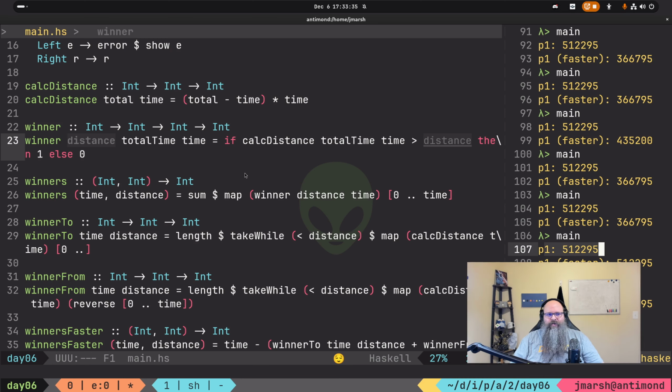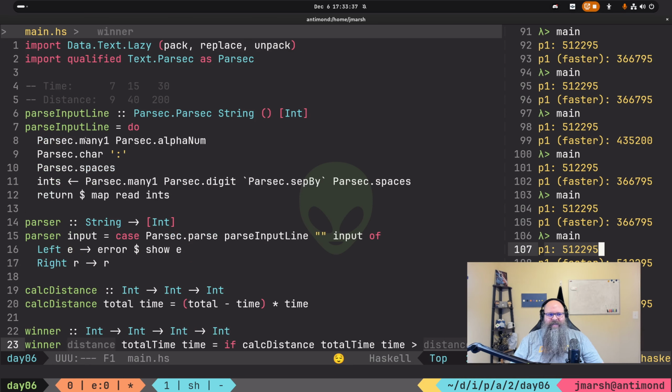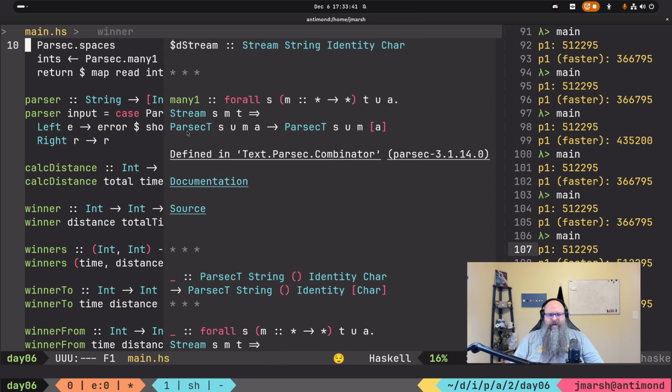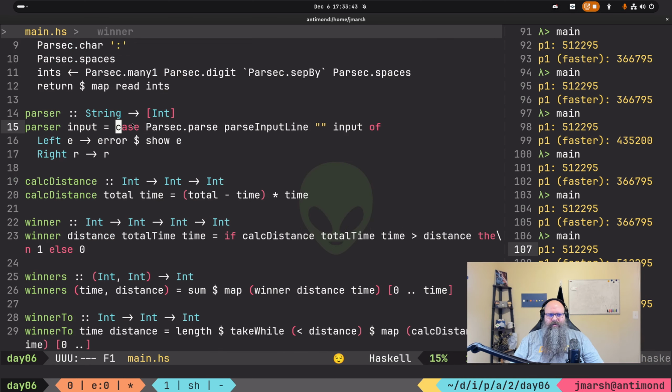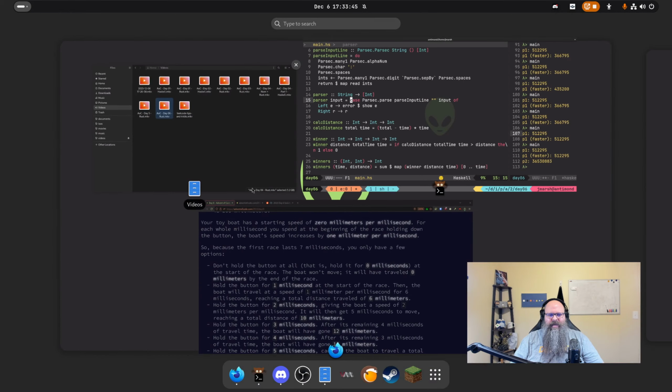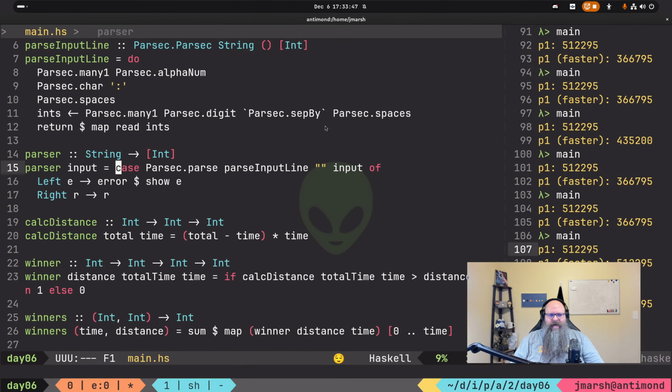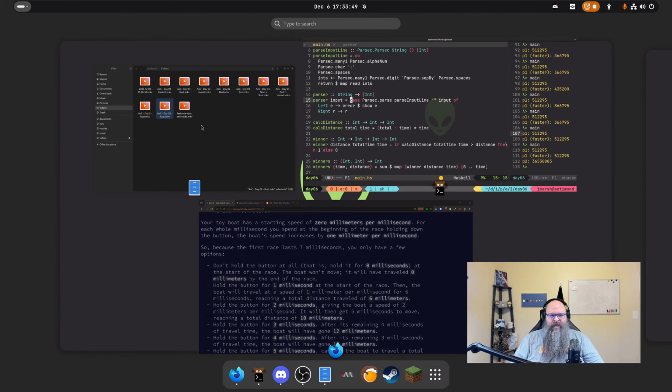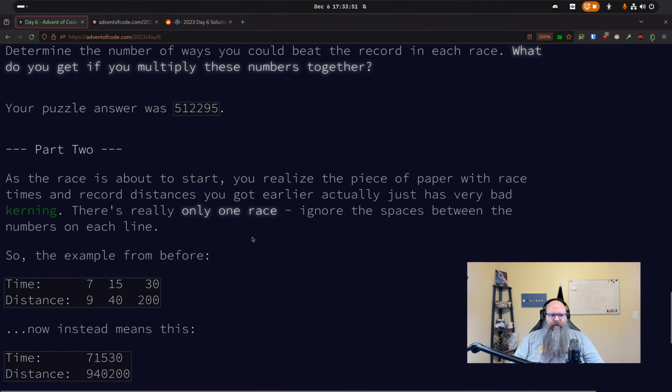I did struggle in Rust with the parsing compared to the parsing in Haskell, which was kind of funny. I don't know why, but this just seems more natural. I did copy and paste, so maybe that doesn't count totally. But anyway, we'll move to part 2 of the solution.